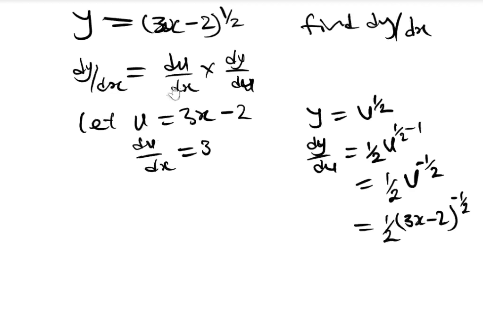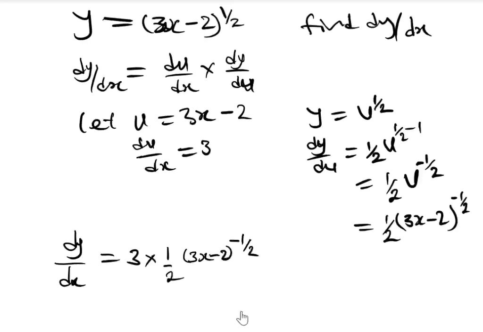Substituting du/dx and dy/du in this formula, we have that dy/dx is equal to du/dx, which is 3, multiplied by dy/du, which is this expression, 1 divided by 2, (3x minus 2) to the power of minus half. We can simplify this further.